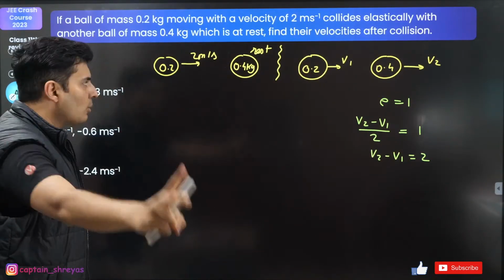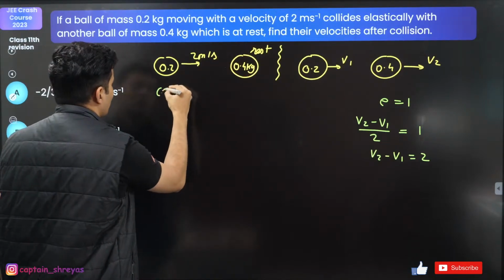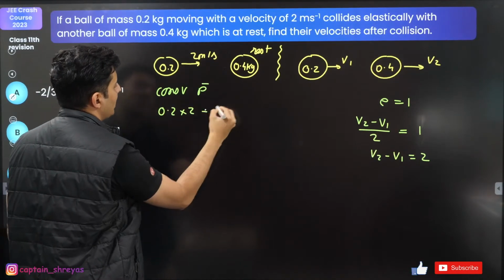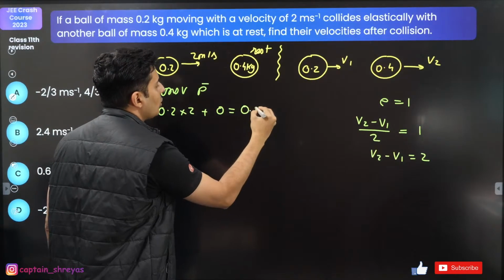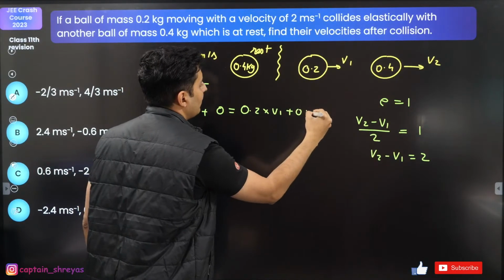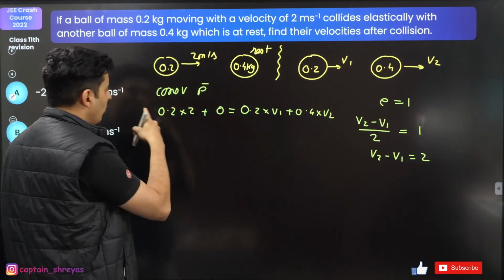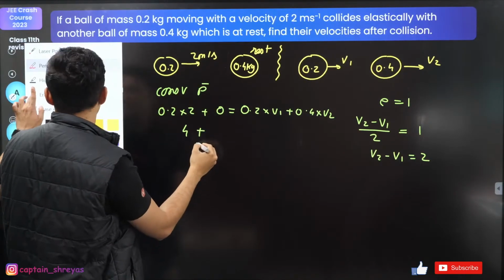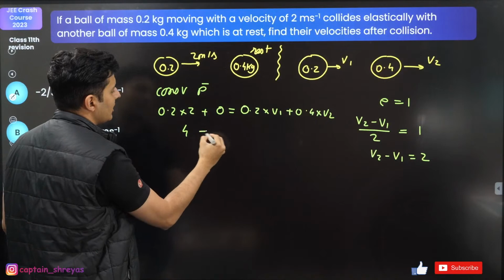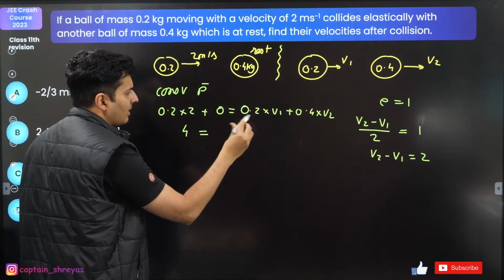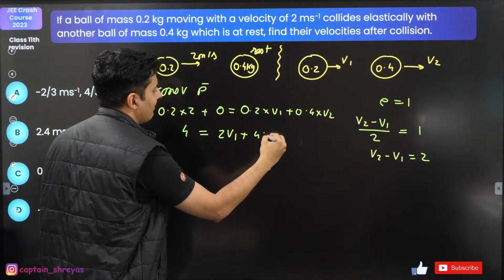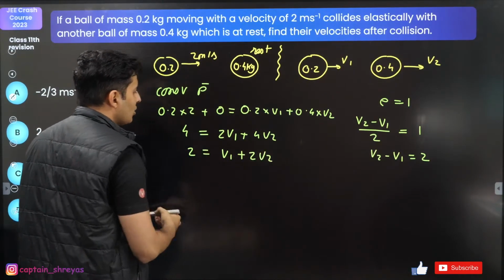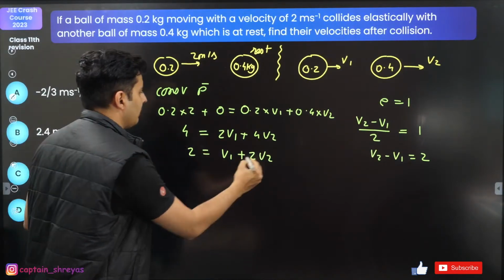One equation. Second equation, conserve momentum. So initial momentum 0.2 into 2 plus 0 is equal to 0.2 into v1 plus 0.4 into v2. So point cancels everywhere. So 2 into 2 is 4, which is equal to 2v1 plus 4v2, divided by 2. So 2 is equal to v1 plus 2v2. So I got two equations. I think I can solve them simultaneously.